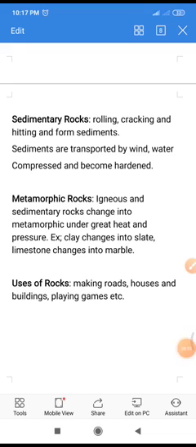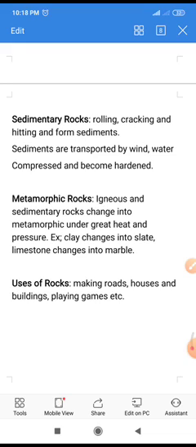Next is metamorphic rock. Metamorphic is from the Greek word metamorphos, meaning change of form. Igneous and sedimentary rocks can change into metamorphic rocks under great heat and pressure. Examples of metamorphic rocks: clay changes into slate and limestone into marble.